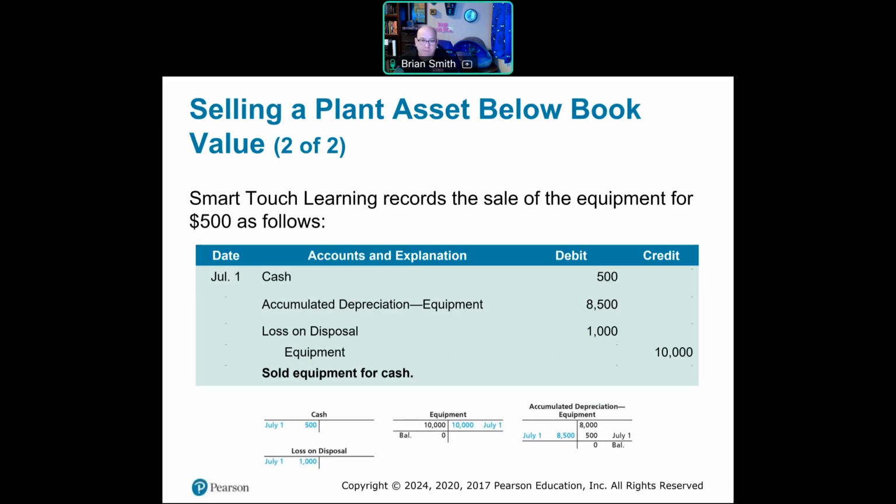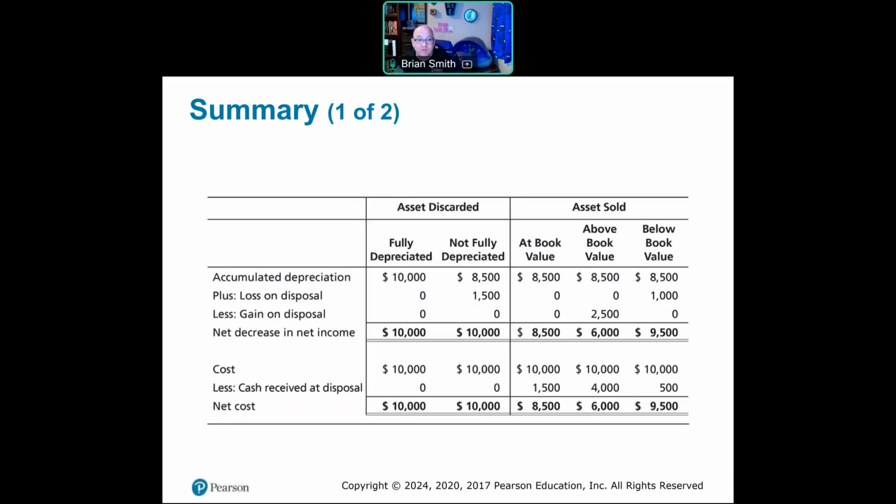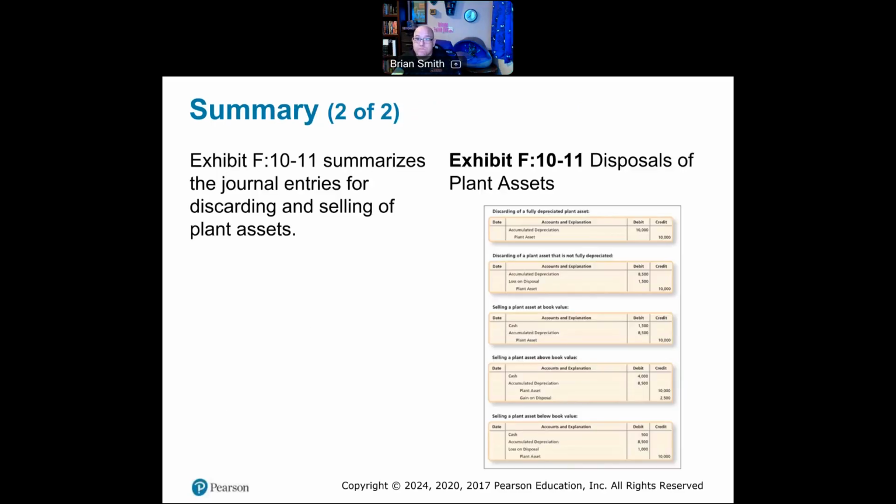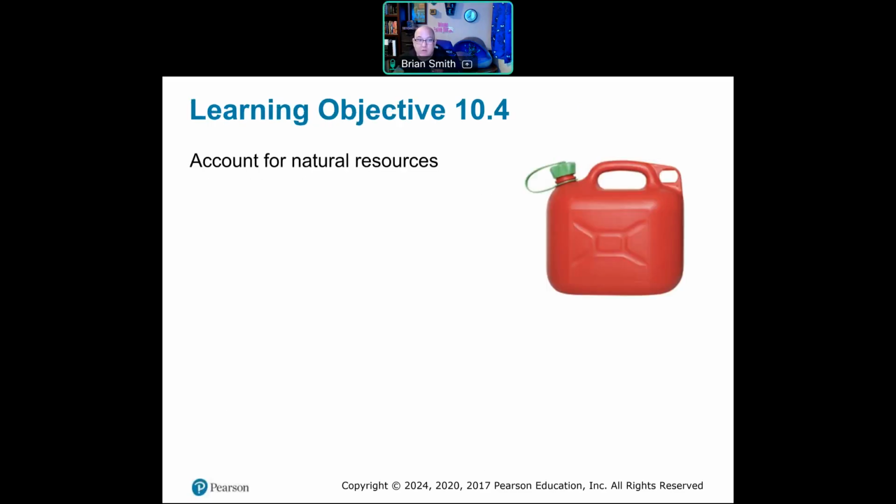Okay. You can pause this at any time to look at this, but this video is already getting pretty long in its time. Here's a summary of what we just went over. It's discarded if it's sold. Okay. All right. Natural resources. Let's get into this.